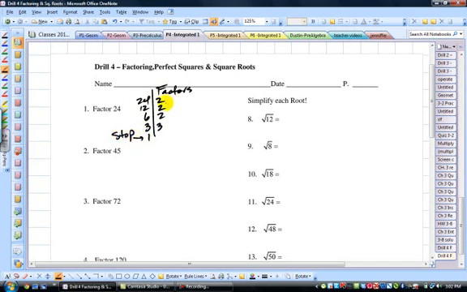The factorization is 2 times 2 times 2 times 3. That's equal to 24. 2 times 2 times 2 times 3 equals 24. This is called a prime factorization.